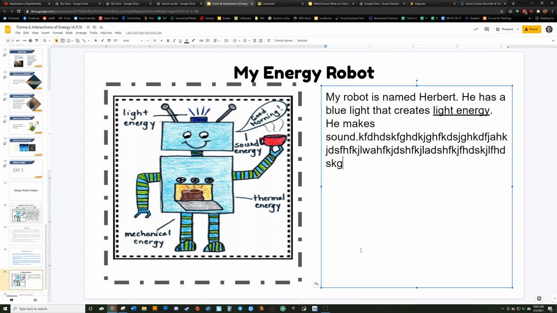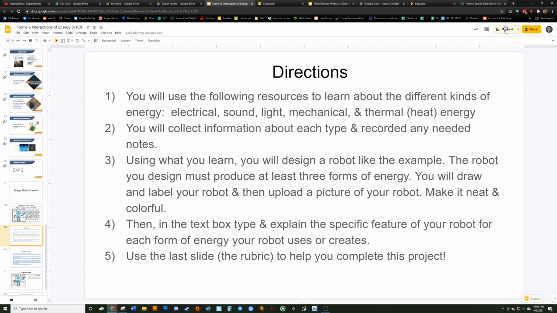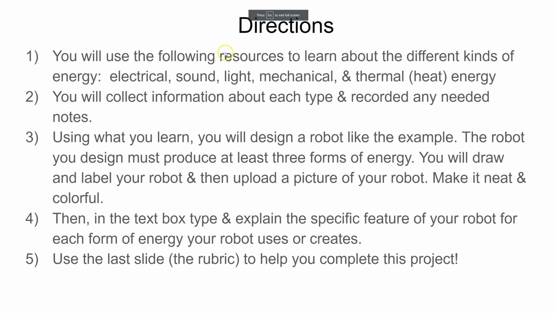So if you have any less than 4 sentences, then I'd be a little bit concerned. You might need to revisit it. Anyways, here are the directions. I just want to make sure that we all understand. You must use 3 of the forms of energy. It can be electrical, sound, light, mechanical, thermal. Another one is magnetic, like we talked about yesterday.